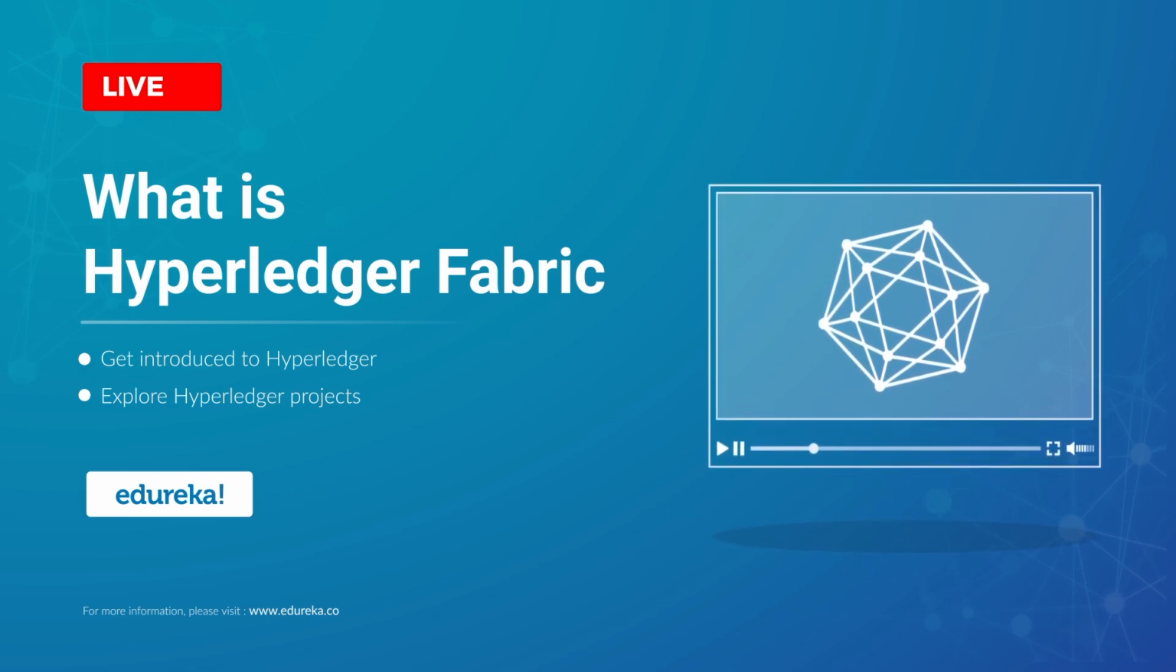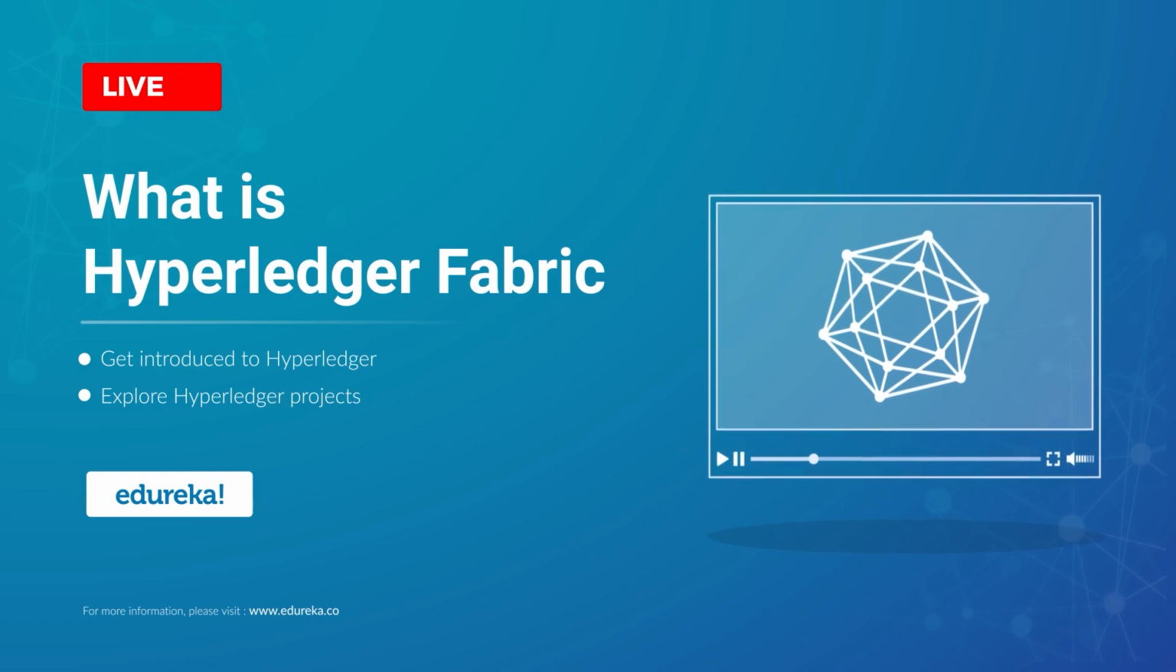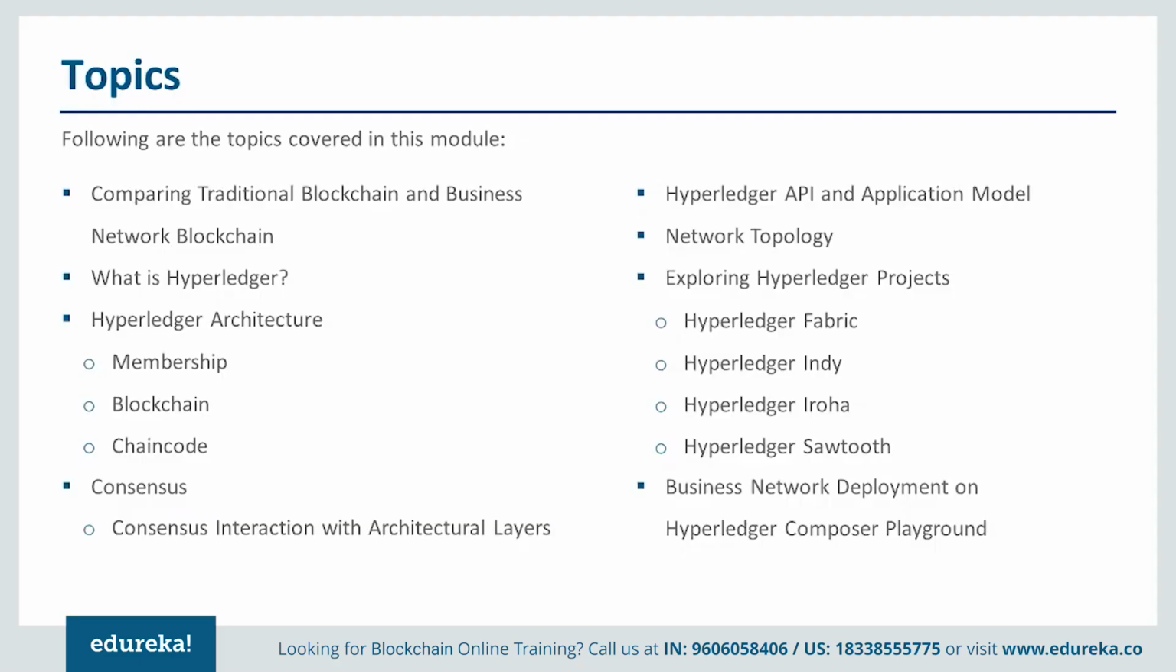Today we will start with Hyperledger. We will see how you compare the traditional blockchain and a business network, what the Hyperledger project is, what the architecture is, how you achieve consensus in a Hyperledger network, what the different API and application models are that are available, and what different kinds of network topology you can have in Hyperledger.